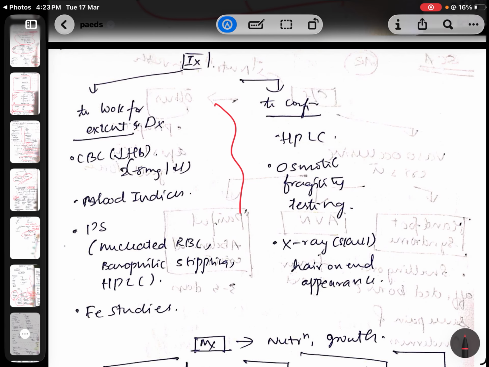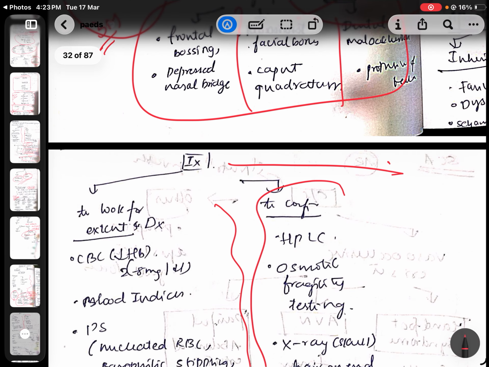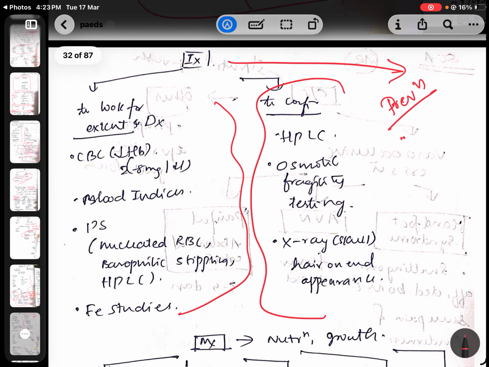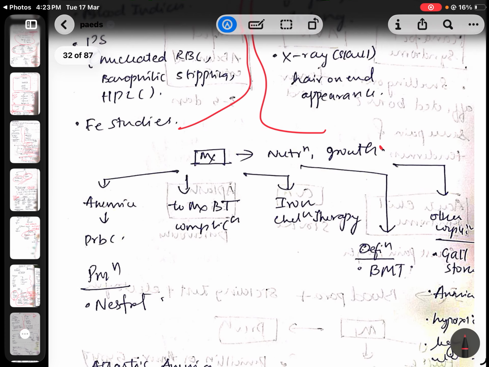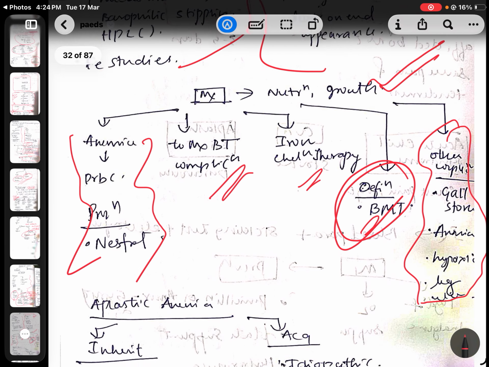Now they have also started doing prevention. In pregnancy, they try to check whether the parents have thalassemia and offer MTP also. That's something you need to remember. Then management: nutrition and growth, everywhere you have to mention that. These are the main important things which people will forget.